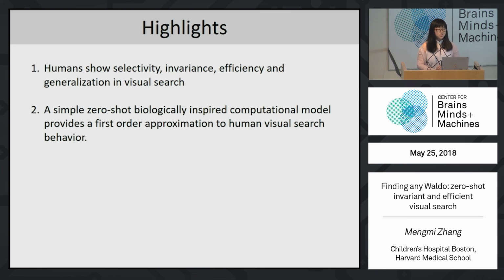Different from object detection algorithms, which require intensive training data in computer vision, we propose a simple zero-shot biologically plausible computational model for invariant visual search. It provides a first-order approximation to human visual search behavior.